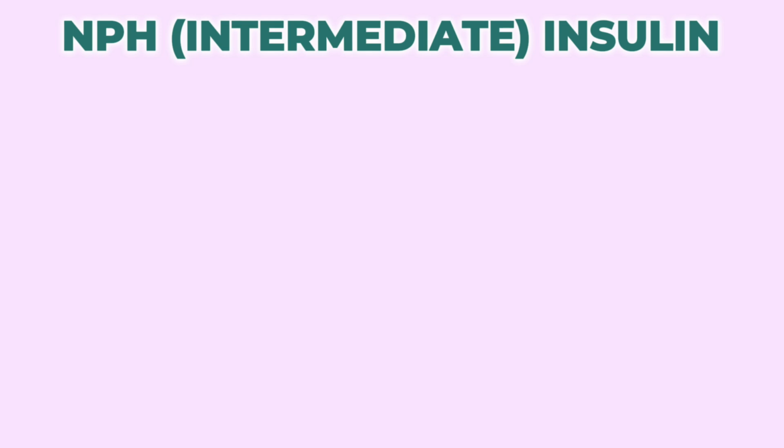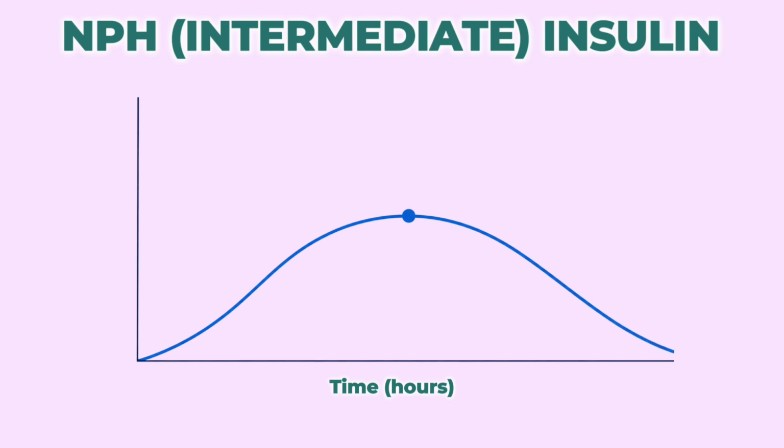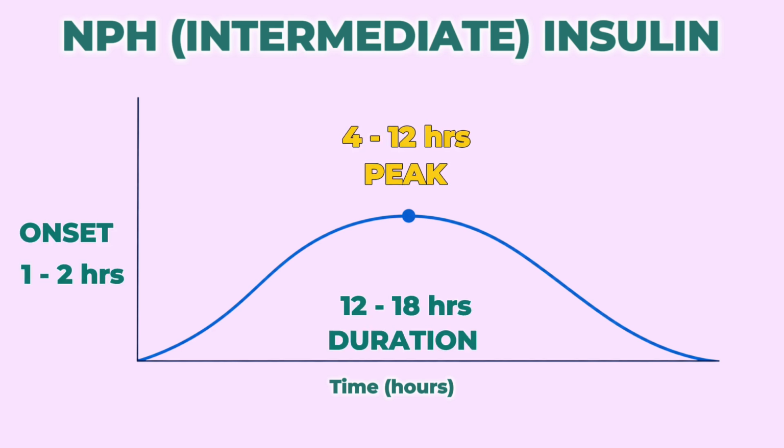The third type is NPH insulin. NPH stands for neutral protamine hagedorn. Common brand names include Insulatard and Humulin N. NPH contains a protein called protamine that slows insulin absorption from the injection site. This makes it work more gradually, providing background blood sugar control over several hours. The onset, peak, and duration values are on your screen now.